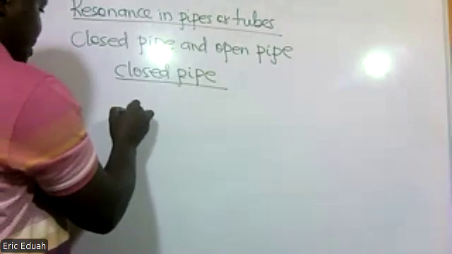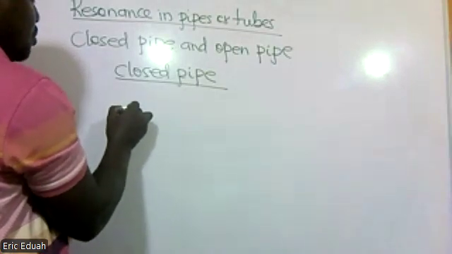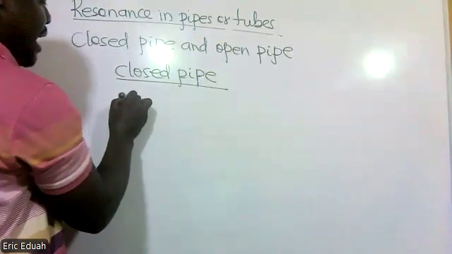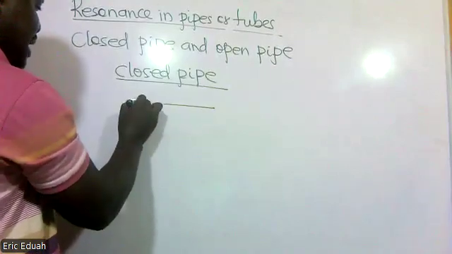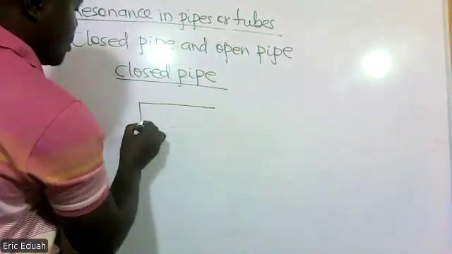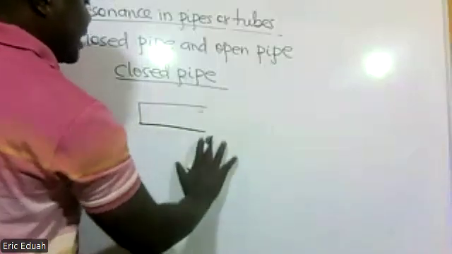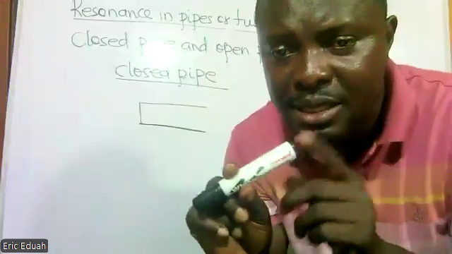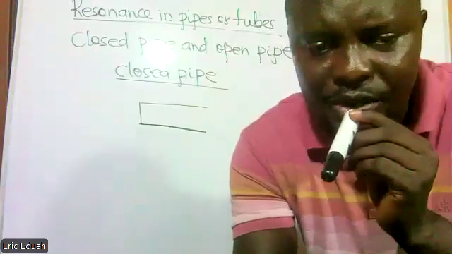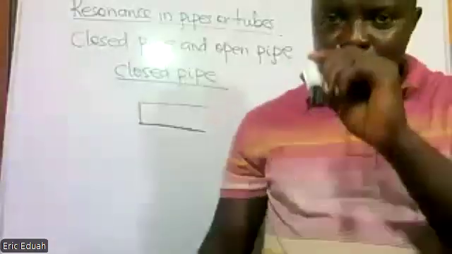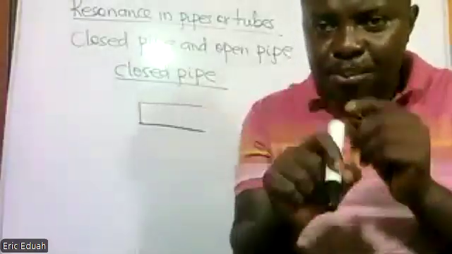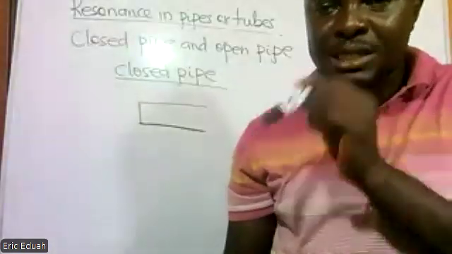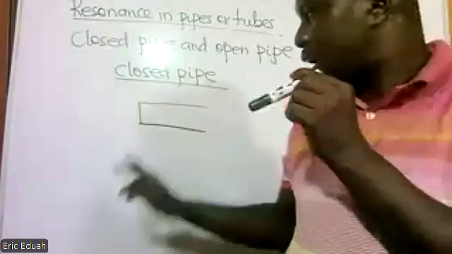When we talk about a closed pipe, we are talking about any pipe or tube, closed pipe in the sense of resonance in pipes or tubes. We are talking about any musical instrument that is played by using the mouth to close one end and having the other end open. So all such instruments fall under closed pipe. An example is the trumpet. When you are playing the trumpet, you close one end with your mouth, the other end is open. So the trumpet and the trombone fall under closed pipe.